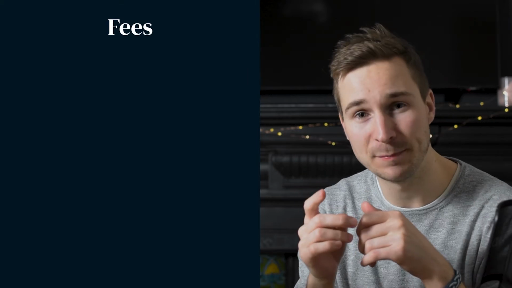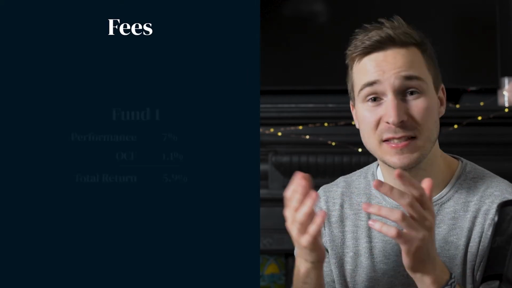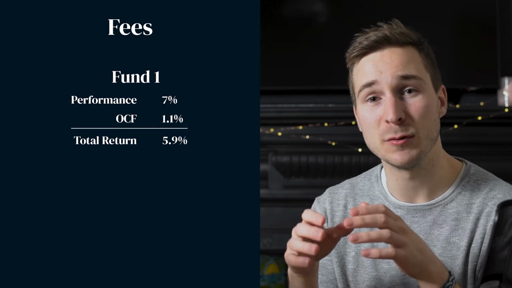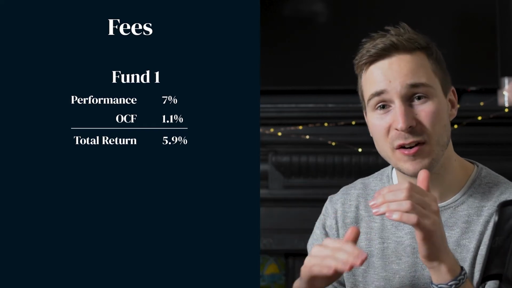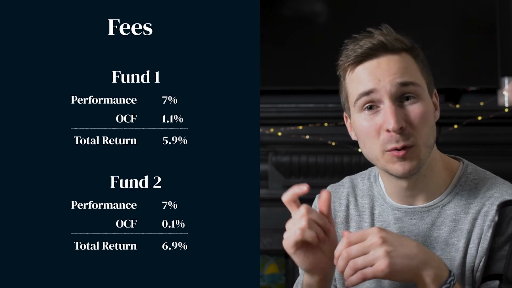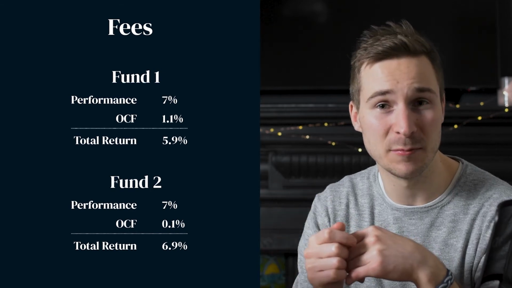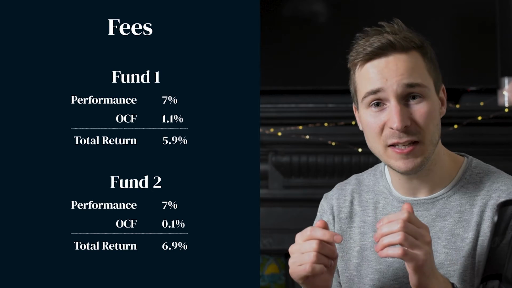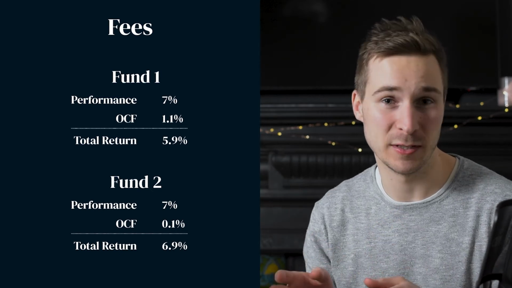These OCF fees are a percentage fee charged by the fund provider as a fee to manage and operate the fund. For example, a fund has an OCF of 1.1%. Let's say the fund makes a return of 7% that year, but because of its OCF, it will actually only have returned 5.9%, whereas a cheaper fund with an OCF of 0.1% that also returned 7% that year, after taking that fee into account, will have returned 6.9%.